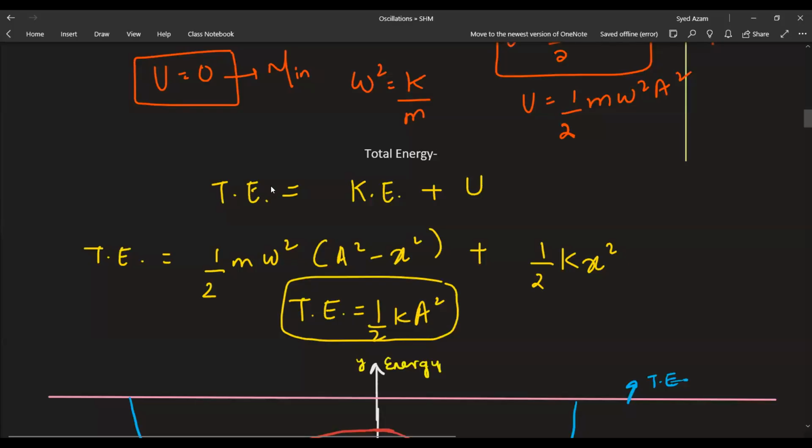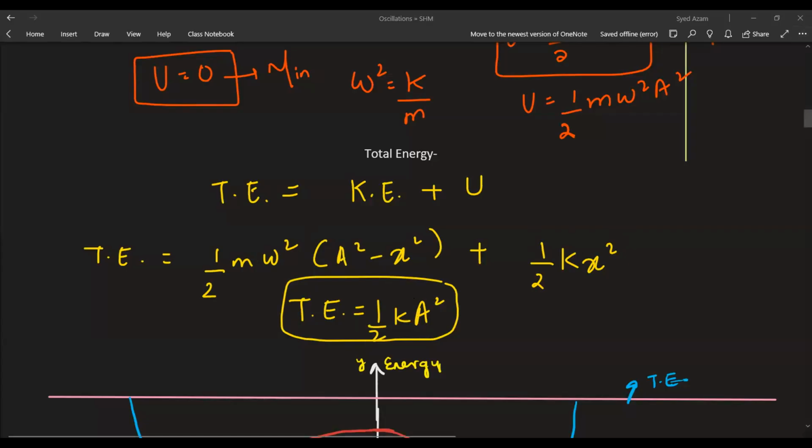look here class, when you take the sum of kinetic and potential, you are left with half m omega square (A square minus x square) plus half kx square. So when you open up the bracket, m omega square is k only. So half kx square will be cancelled, and you will be left with half kA square.